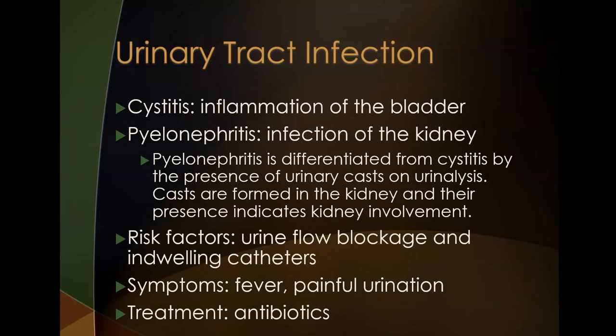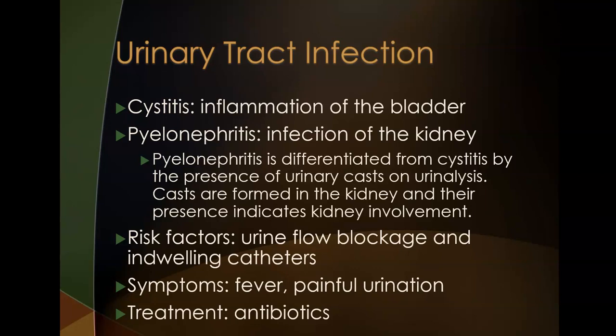So how do you differentiate between pyelonephritis and cystitis? You will see urinary casts on your analysis if you have pyelo, because casts are formed in the kidney and their presence indicates kidney involvement, especially if those casts might be white cell casts, because of the white cells and stuff that are present in the kidneys. Some of the risk factors of urinary tract infections is anything that will block the flow of urine, and indwelling catheters. So if you think of all of our elderly patients and people that are in the hospital that have to have indwelling catheters, that is a high risk factor to get urinary tract infections.